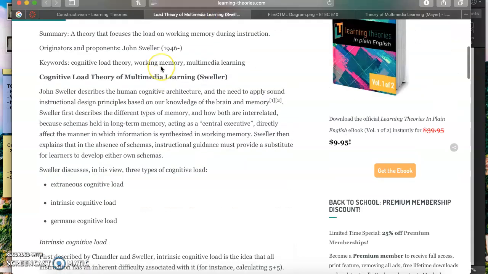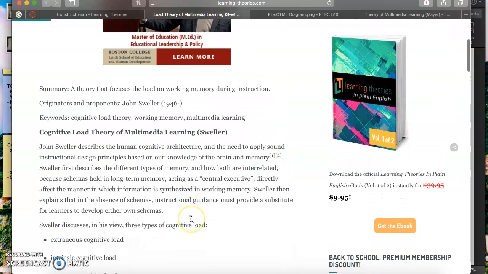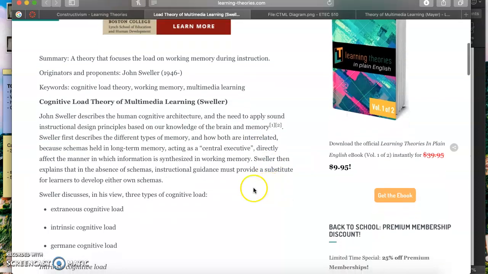The second theory is load theory of multimedia learning, which was created by John Sweller, and which describes the human cognitive architecture, which means that you need to apply sound to instructional design media to really help reinforce the learning that we're getting visually, which is really important and definitely has shown a lot.